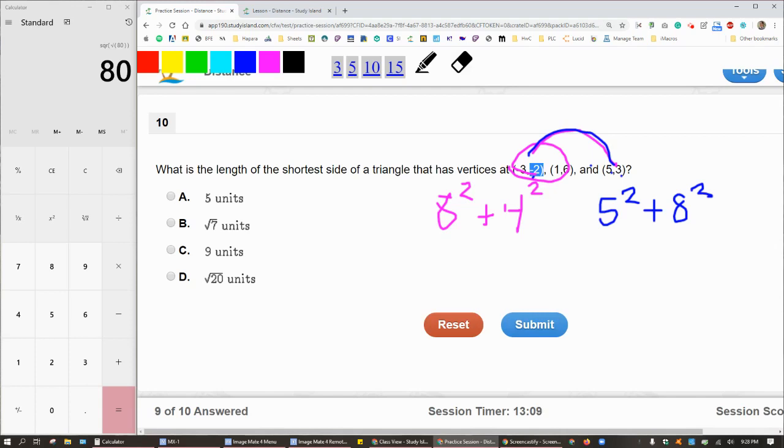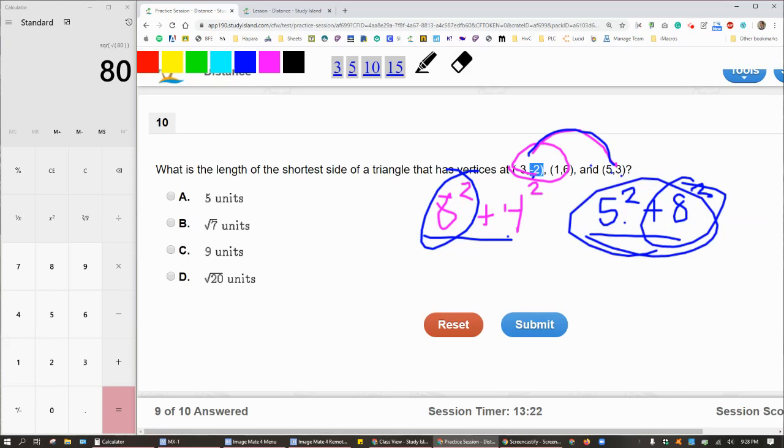We're looking for the shortest side, right? This was 8 squared plus 4 squared. This is 5 squared plus 8 squared. They both have an 8 squared, but then this one's 4 squared and this one's 5 squared. So clearly this one's going to be longer. So do we even really need to keep going? No, we don't need to keep going with this one. It's going to be a longer one.